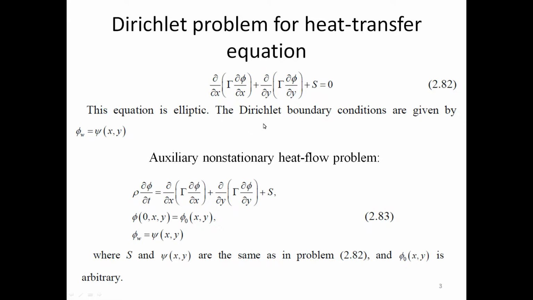The Dirichlet boundary conditions are given by the following: phi sub w is equal to psi of x, y.